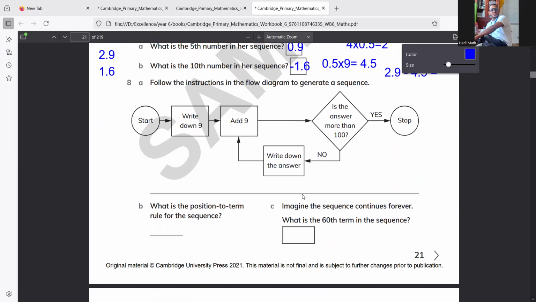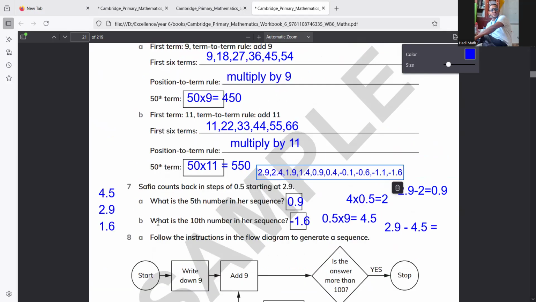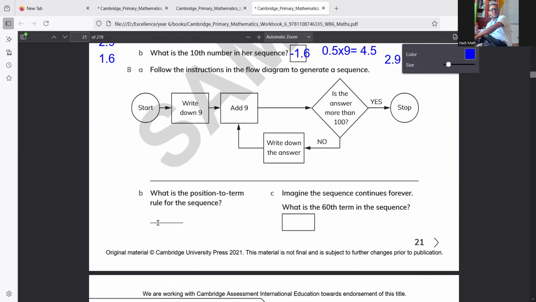Let's go to question number 8. They say follow the instructions in the following diagram to generate a sequence. They say start. Okay, start. Write down 9. Listen, please, most of the students do this wrong. They say start, write down 9. So go write down 9.